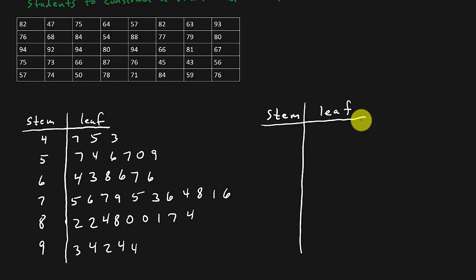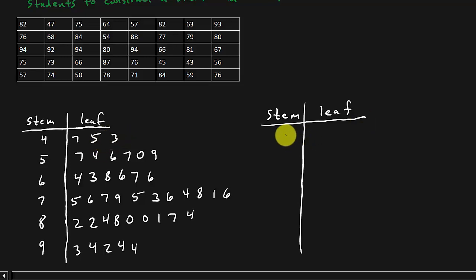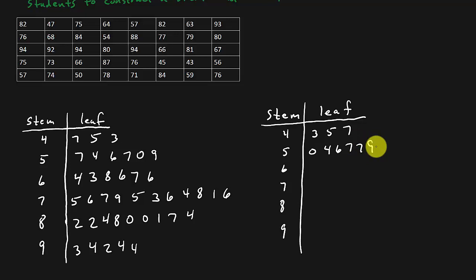All right. And so what you have to do then is you've got to go back through and put them in order. Okay. And I'm not going to go through and put all these in order, but we'll do a couple of them. So this would be 4, 5, 6, 7, 8, 9. And so that would be 3, 5, 7. This would be 0, 4, 6, 7, 7, 9, and so on. Okay, you would go back and put them each in order, and then you have all the data values.